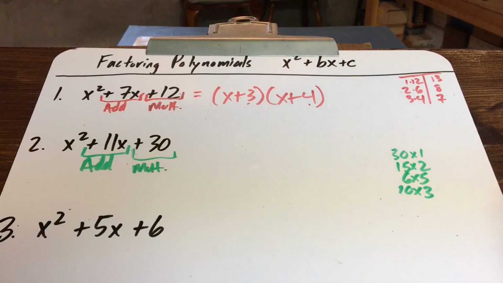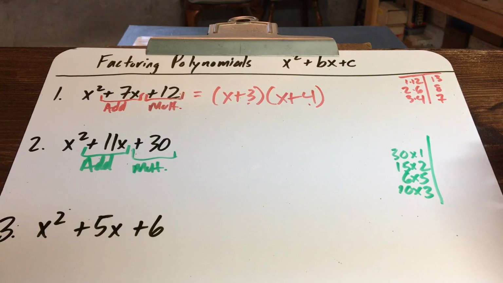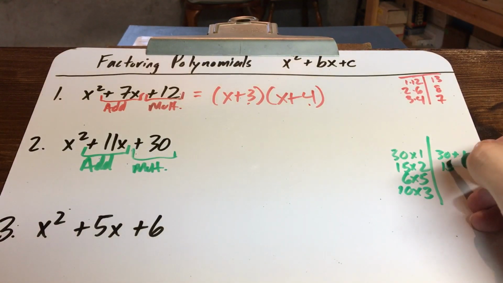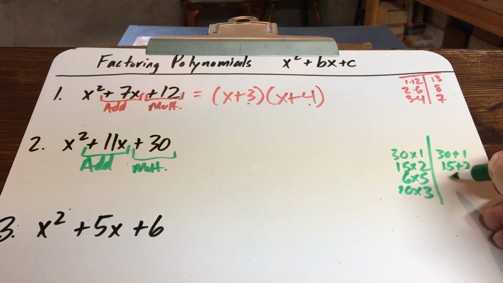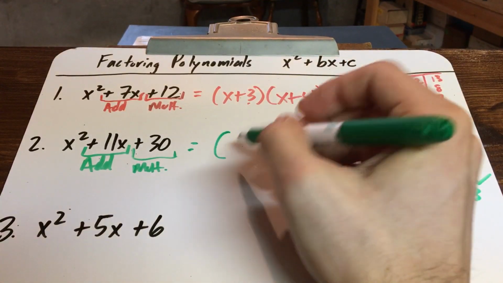And then which one of these combinations, if I added the numbers together, would equal 11? Over here, 30 plus 1, that's not going to equal 11. 15 plus 2, that doesn't equal 11, that equals 17. Here it is, 6 plus 5. This is the winner right here, 6 and 5. 10 and 3 would equal 13. There should only be one combination. It's got to be 6 and 5.